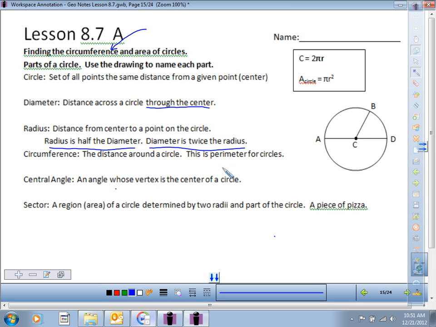Now, a sector. A sector is kind of like a piece of pizza, if you think of it that way. It is a region or an area of a circle determined by two radii. So we have two radii and the part of the circle. So if we look at this, C to B is a radius. C to D is a radius. The sector is that part of the circle, this whole part of the circle. Now what we can do is actually calculate the area of that sector as well after today. Right, so we'll actually be able to find the area of that piece of pizza.